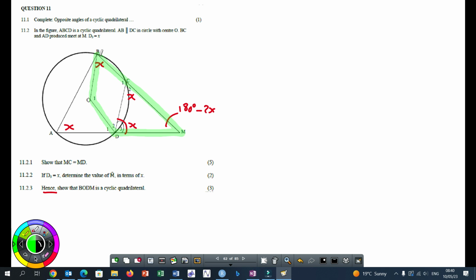By cyclic, it means we can draw a circle such that the circumference passes through B, O, D, and M. It's just a quadrilateral, which is not inside the circle. But we need to prove that it can be inserted in a circle and its vertices will be at the circumference.